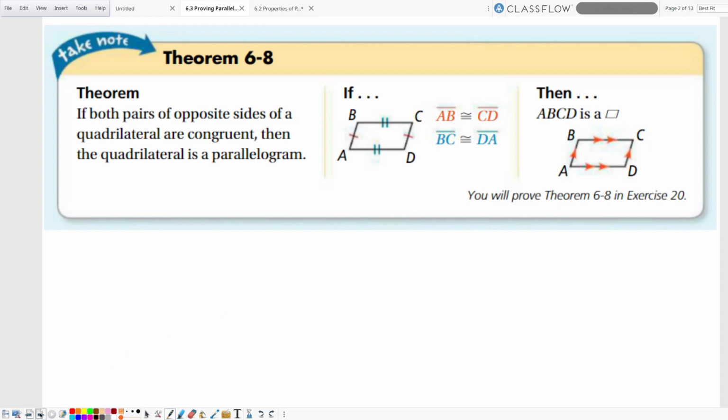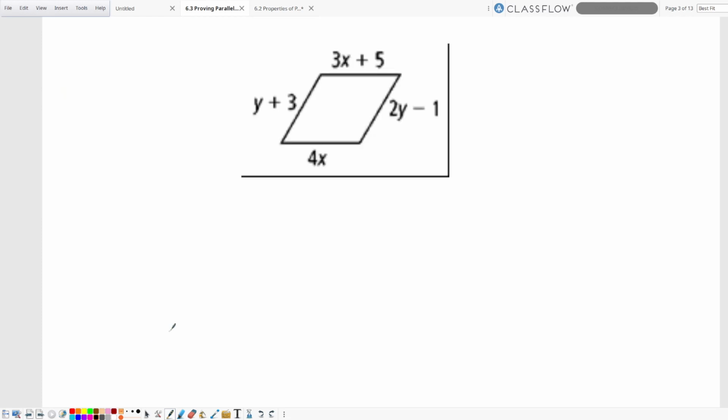And you have to have both pairs, you can't just have one. So if I wanted to find the values to prove that this is a parallelogram, I need to find out what value of y would make y plus 3 equal to 2y minus 1, and then what value of x would give us 3x plus 5 is equal to 4x. So to have a parallelogram, both of those have to be true. So then from there we would just go ahead and solve.